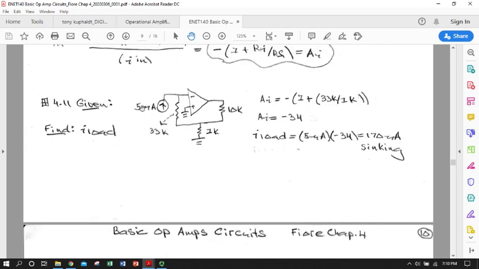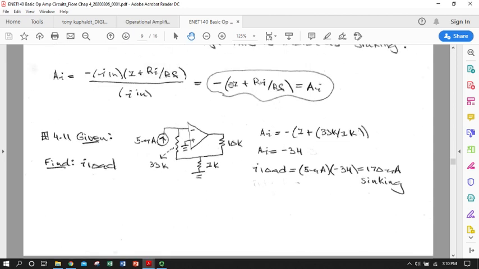So a really quick example, we've got a 5 microamp current source. This is defined as positive 5 microamps, so conventional current flowing this way. We have an R sub I of 33 kiloohms and an R sub F of 1 kiloohm. We don't care what this is unless we want to measure a voltage drop over it. So we can use what we just defined here for gain as negative 1 plus R sub I over R sub F, which in this case is just 33. So 1 plus 33 is 34.